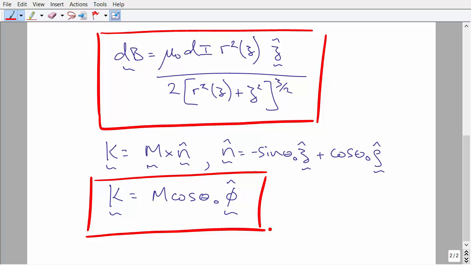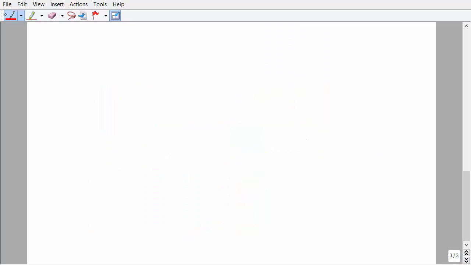What we actually need is not K, we need dI, and to get a current element, we're going to need to multiply it by a length, and that length is going to be the width of the ring that we're considering. So let's go back to the geometry of our cone.